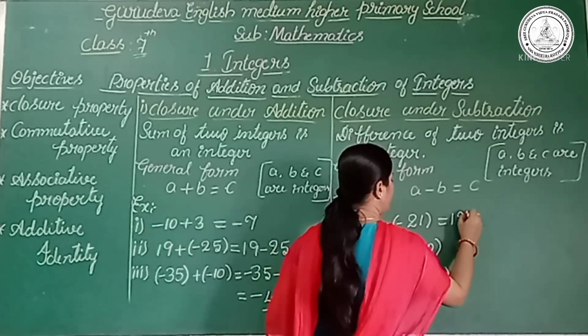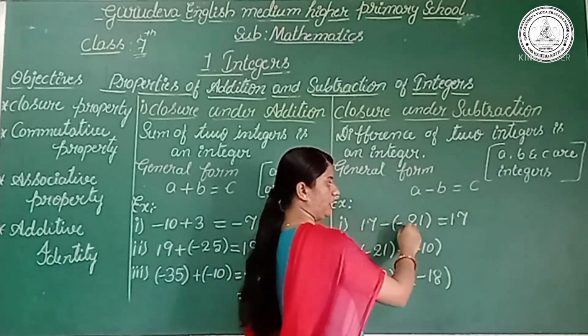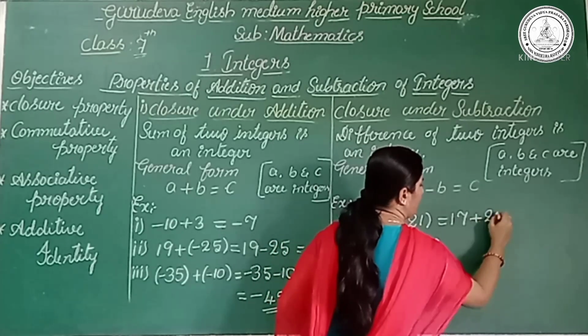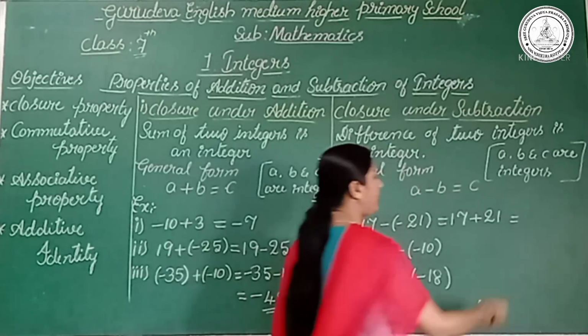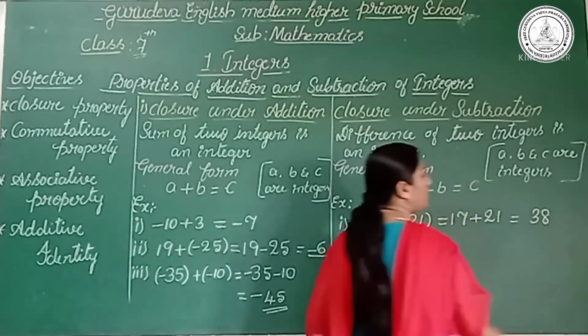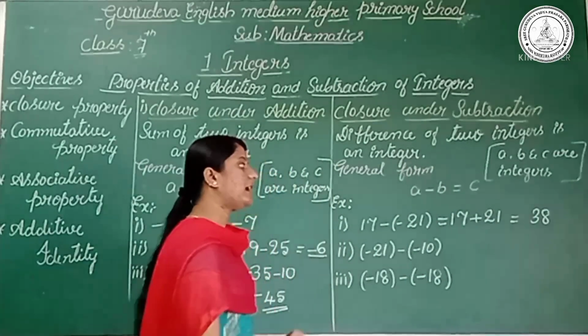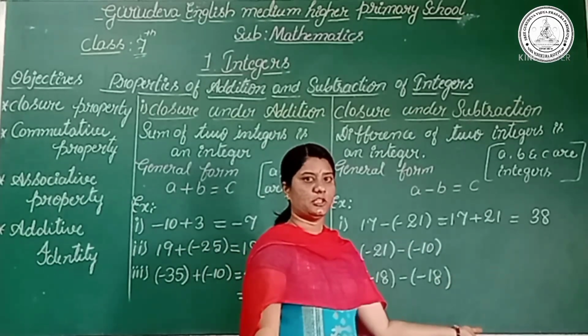Yes, solve here. 17 minus of minus 21 is plus 21, which is equal to 17 plus 21, which is 38. So 38 is a positive number and also it is an integer, right?